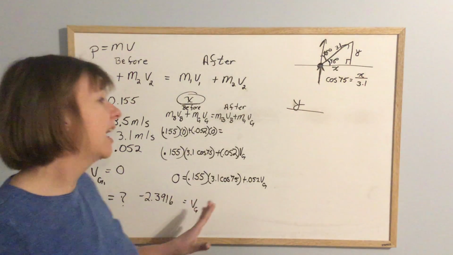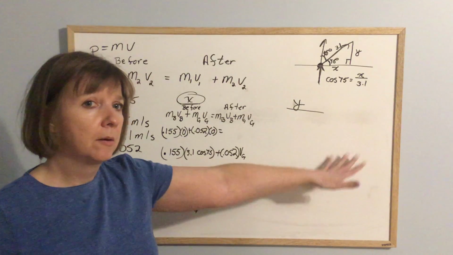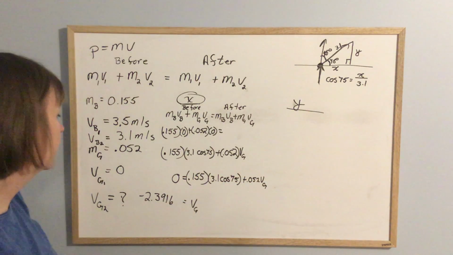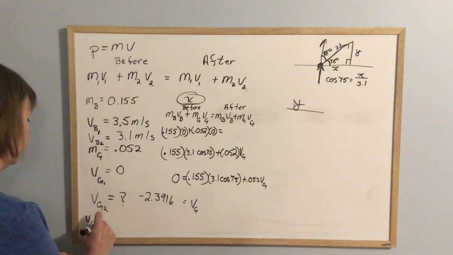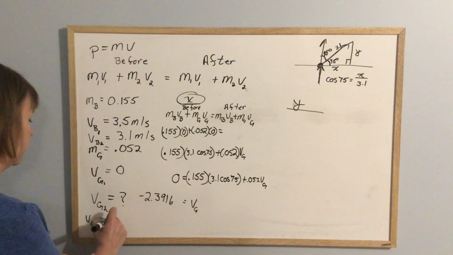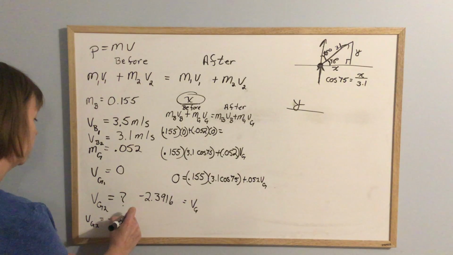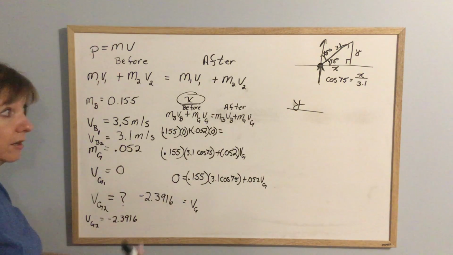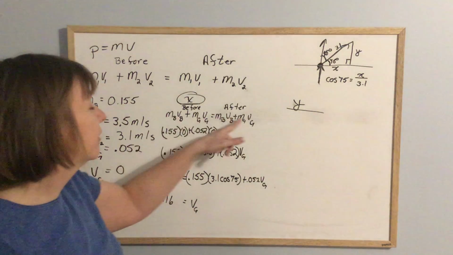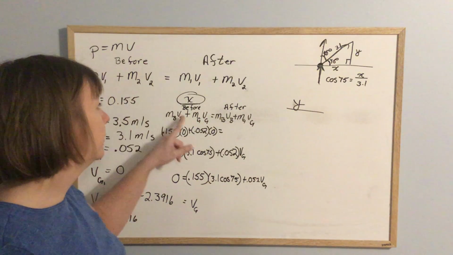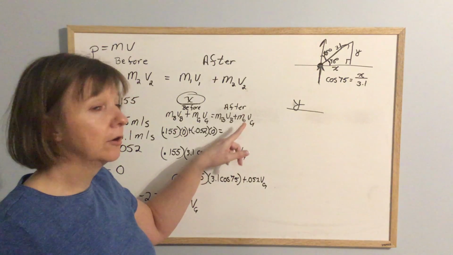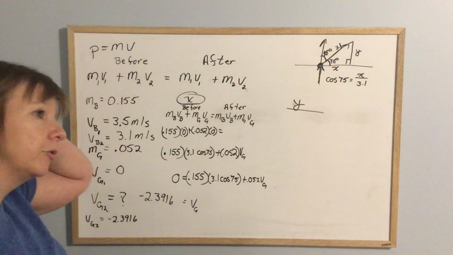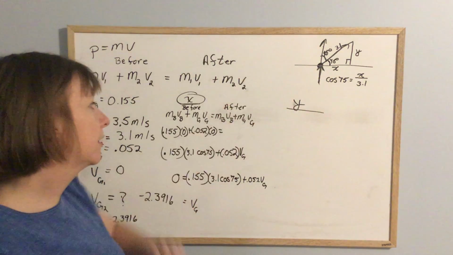We're going to go through exactly the same process, but for the y component. Okay, so I'm going to write this down here. VG, the x component, is negative 2.3916 because I'm likely going to have to erase this. So same thing, we're going to do before for the billiard ball, before for the golf ball, after for the billiard ball, plus after for the golf ball for the y component.